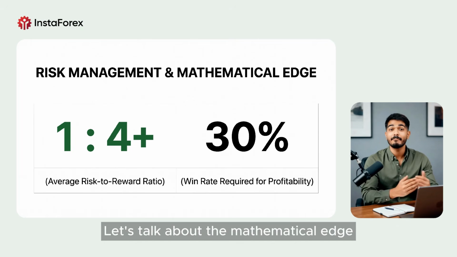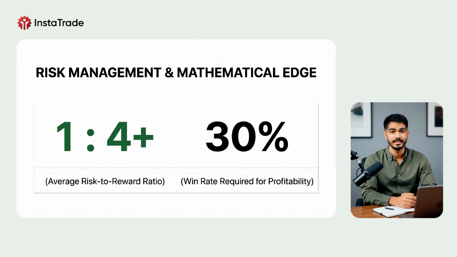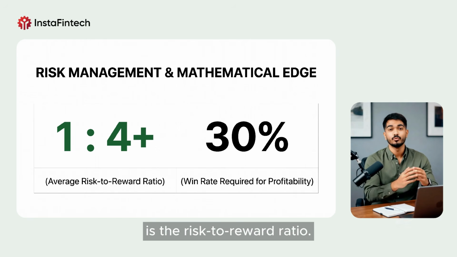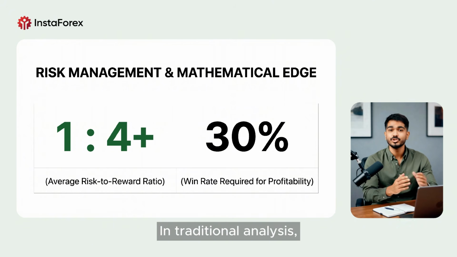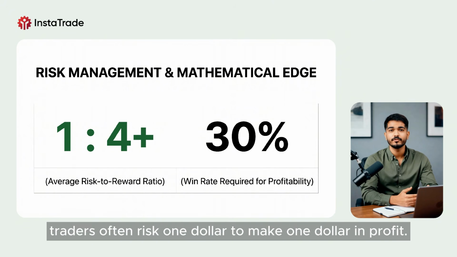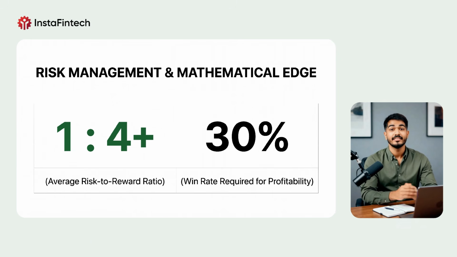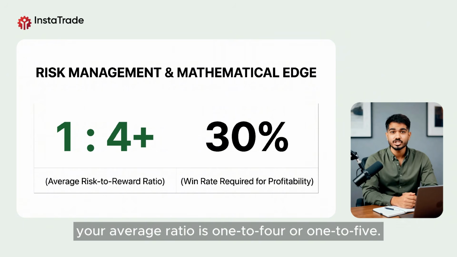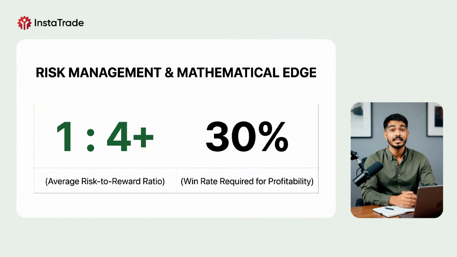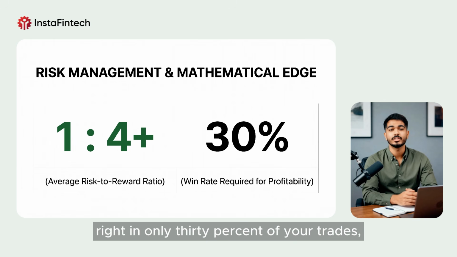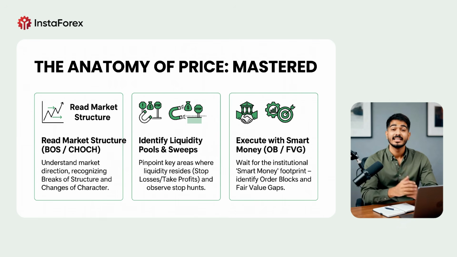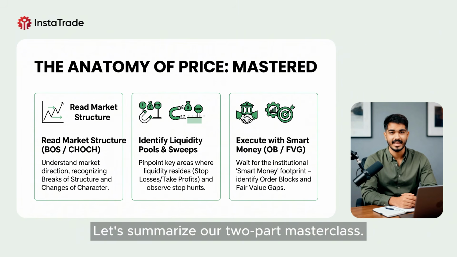Let's talk about the mathematical edge of the smart money concept. The main difference between this approach and classic technical analysis is the risk-to-reward ratio. In traditional analysis, traders often risk $1 to make $1 in profit. With smart money concepts, thanks to precise entries off imbalances and tight stop losses, your average ratio is 1 to 4 or 1 to 5. This means that even if you are right in only 30% of your trades, you will still consistently grow your capital.